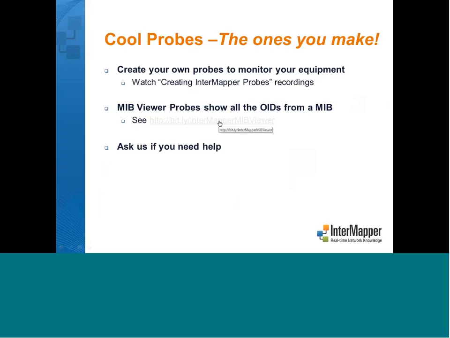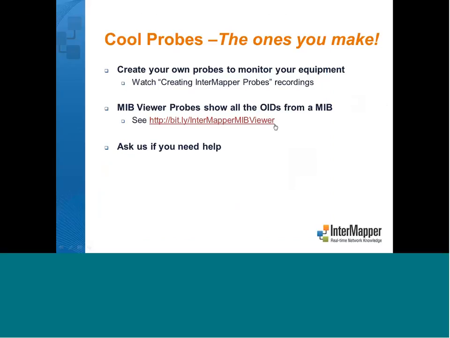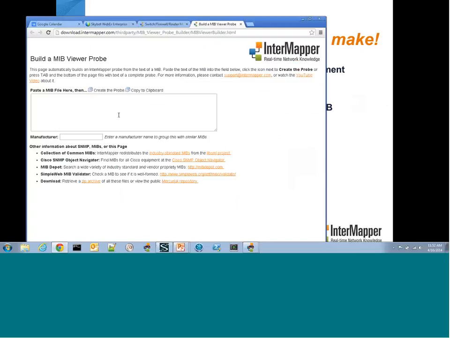So Pat is putting this note out here. Here's the URL. It's bit.ly InterMapper MidViewer, and we will definitely make sure to mail that out. Everybody will get that information. Basically, you paste a MIB file here, and the bottom of the window fills with a probe that you can import into InterMapper.